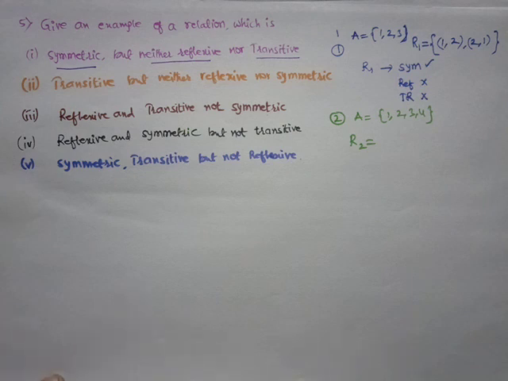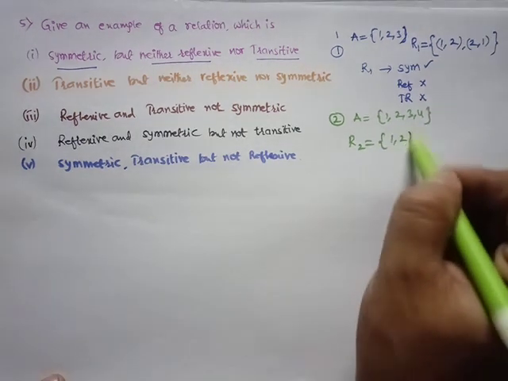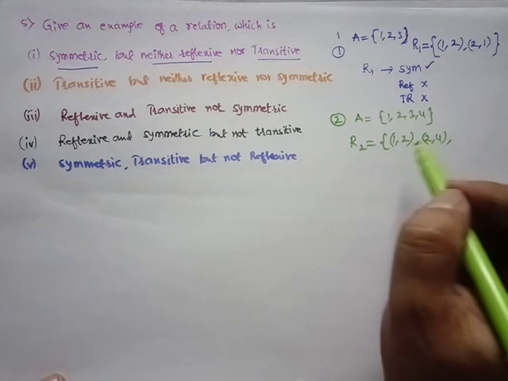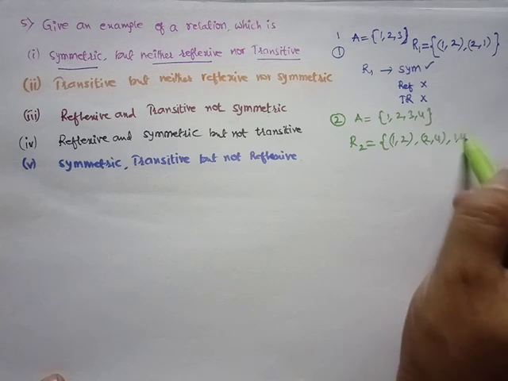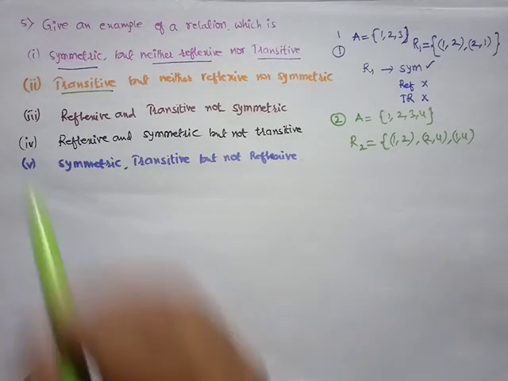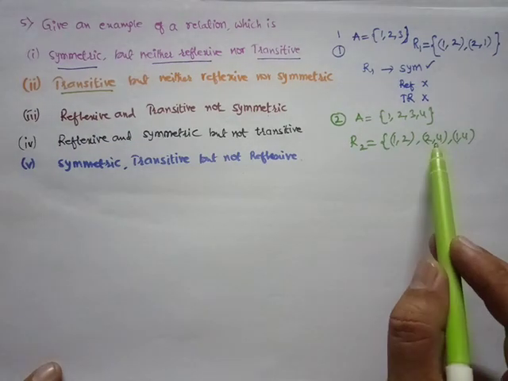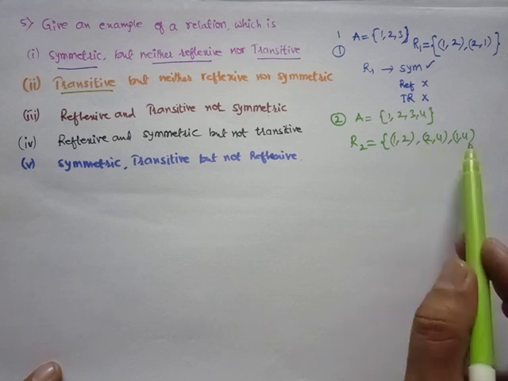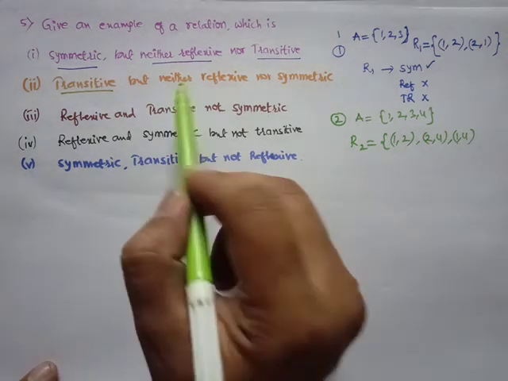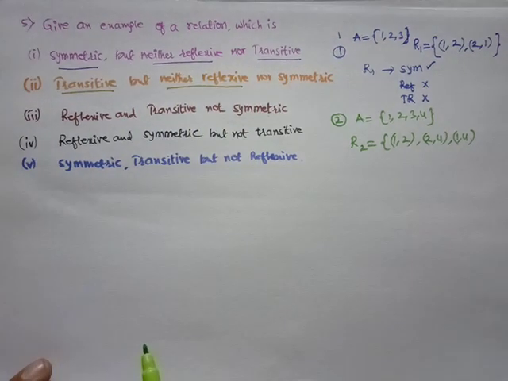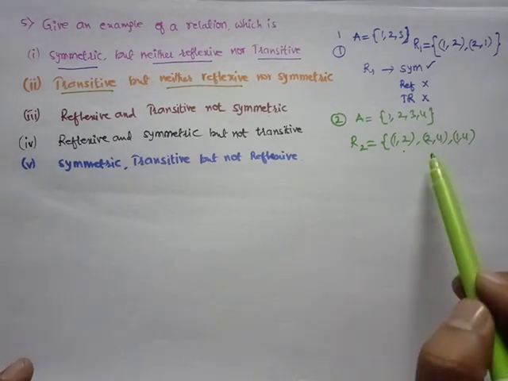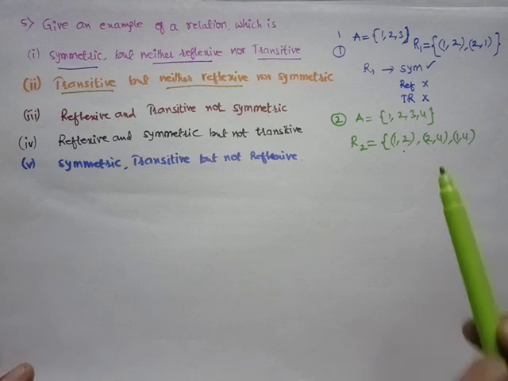If (1, 2) and (2, 4) are both present, then (1, 4) is also present. Understand why it is taken: to make it transitive, if (1, 2) and (2, 4) are present, (1, 4) should be present. Now this whole thing is transitive, keep it aside. Is R2 reflexive? No, because (1, 1), (2, 2), (3, 3), (4, 4) are not present, so it is not reflexive.